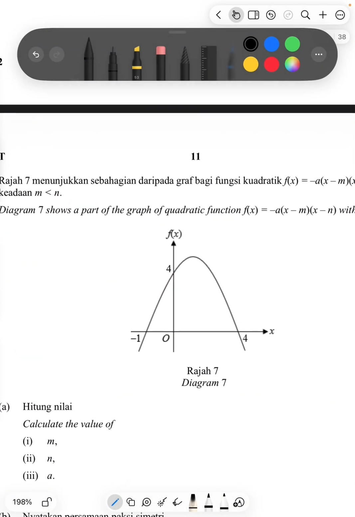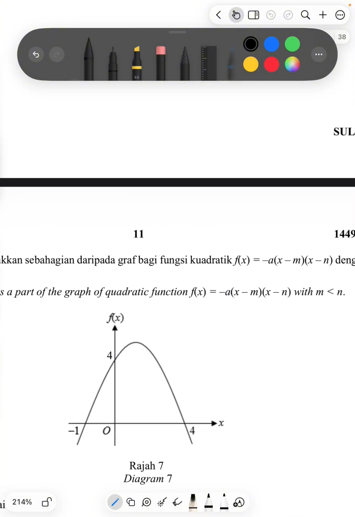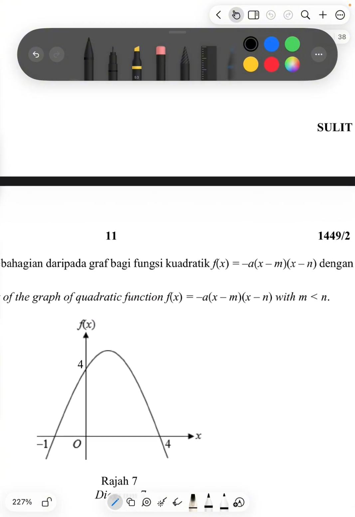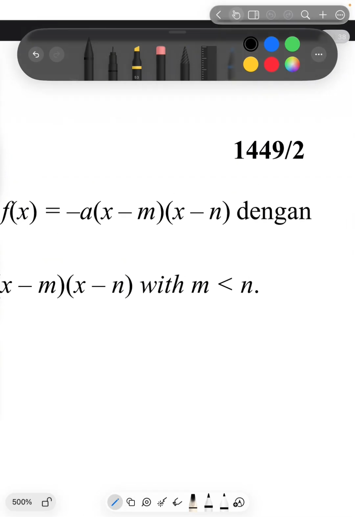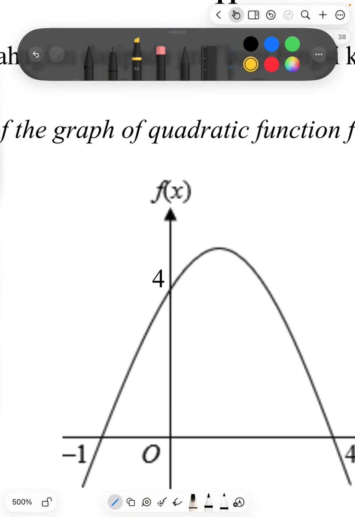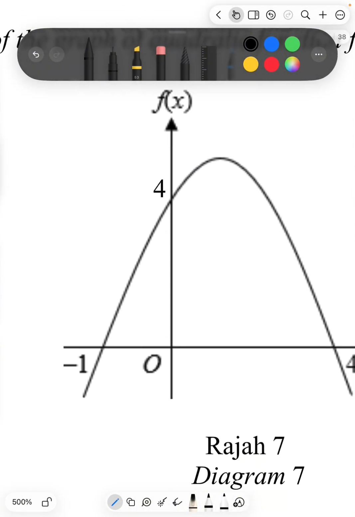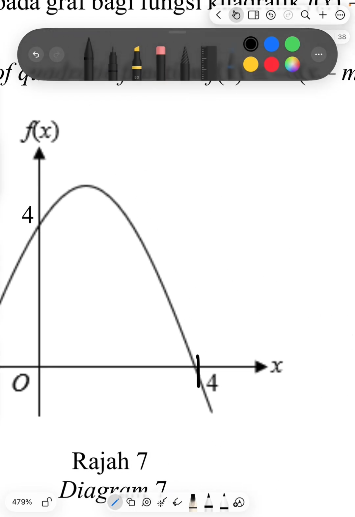Next question. Diagram shows a part of the graph of quadratic function f(x) = negative a bracket x minus m bracket x minus n, where they have a condition m will be smaller than n. Wow. Okay, so from here we already have our information. They're already giving us the roots.